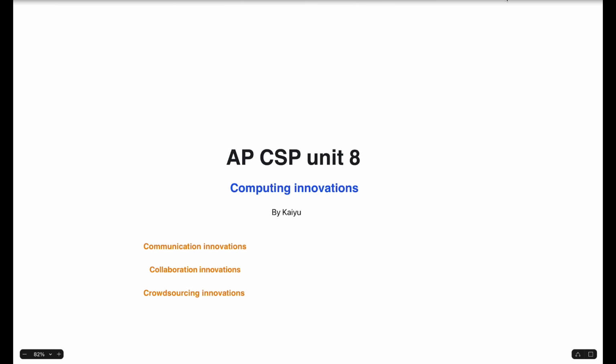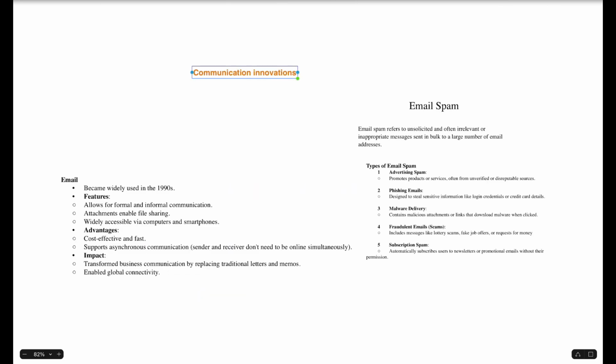Today's unit is a bit boring, to be honest, because we're just going to be looking at the innovations and some information about them. There's not much related to coding. The first one we'll be looking at is communication innovations.